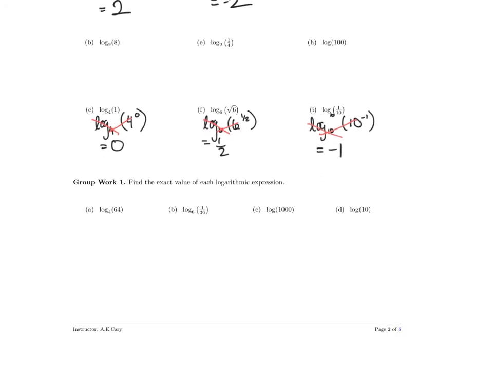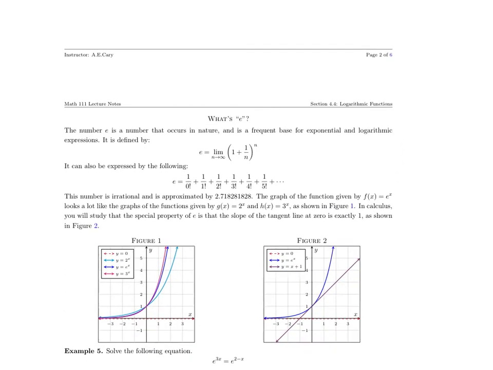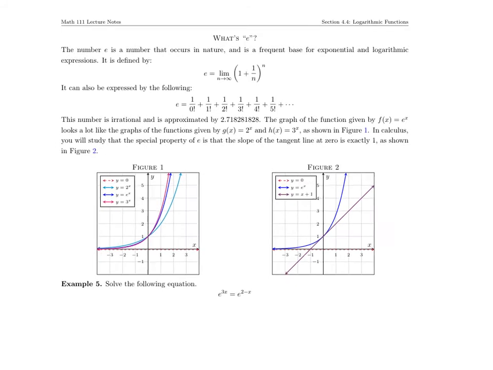So on the next page, we get into E. Now, we talked about E a little bit in our last unit, and we're going to deal with it a little bit in this unit. I wish we could spend more time on it. But up here, it goes into more of the calculus definition, and it even says somewhere on here, look at the graphs. Oh, maybe it's on the next page. Oh, no, it's right here. In calculus, you will study that the special property of E is that the slope of the tangent line at 0 is exactly 1, as shown in figure 2. That's going to make a lot more sense next year when you're in calculus.